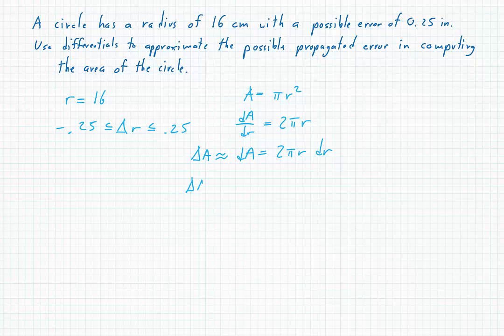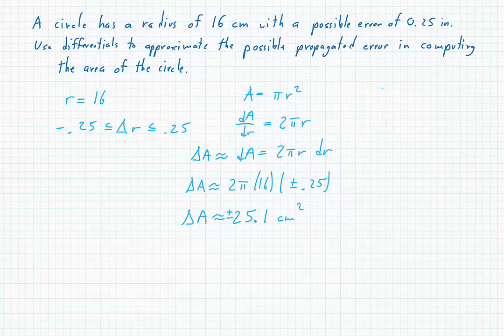So our delta A is going to be about 2 times pi times 16 times dr. We'll approximate it with delta r of 0.25, and it's really a plus or a minus 0.25, so here we're going to include that. So delta A is approximately, let's multiply this out and convert pi to a decimal. So we'll have 2 times pi times 16 times 0.25, or a difference of about 25.1 plus or minus centimeters squared. That's the potential error in our area.